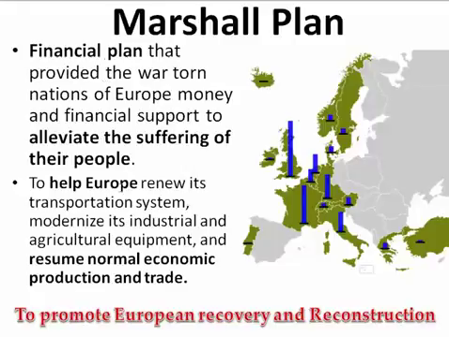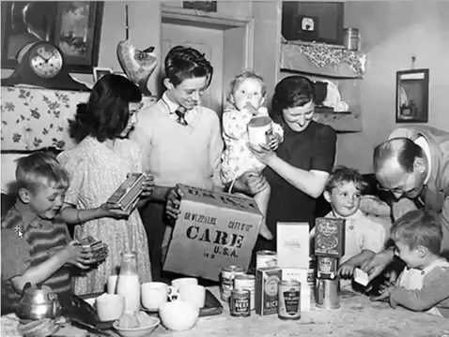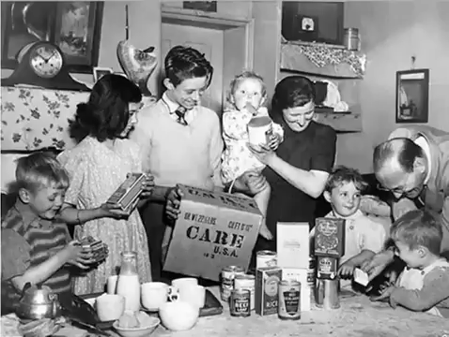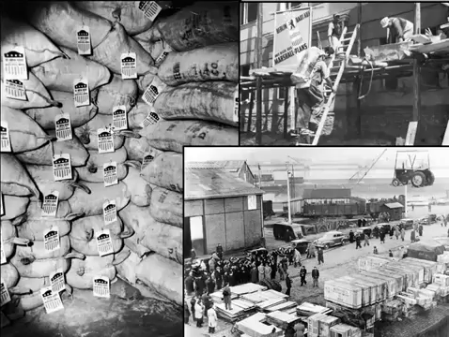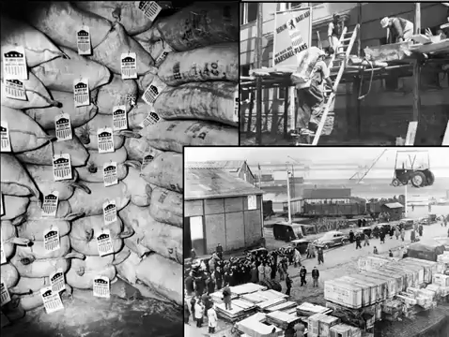So it was a financial plan to help alleviate the suffering of the people that were starving. So we sent a lot of foodstuffs to help Europe renew its transportation system, modernize its industrial and agricultural equipment so it can feed its own and become self-sufficient, and resume normal economic production and trade under capitalism. That's what it was for. So there's that. And here's some people getting a care package from the Marshall Plan. And here's some grain here in these bags from this Marshall Plan, or European Recovery.